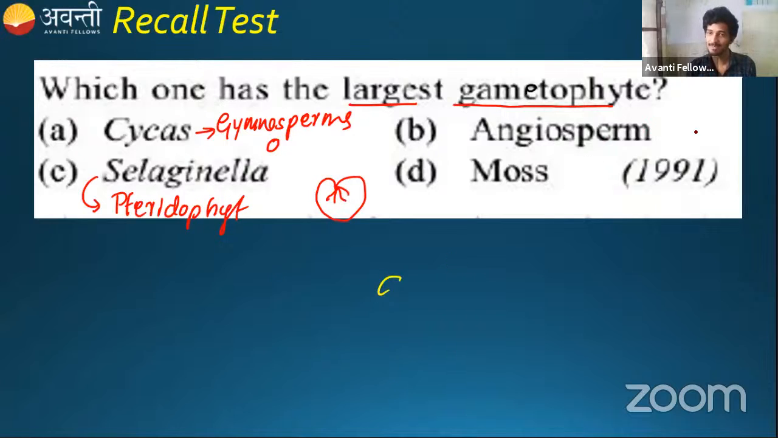And next one is angiosperm. Angiosperm is also the smallest one, right? It has only this much: an embryo sac with eight nuclei only. Sorry, eight cells only, right? Sorry, seven cells and eight nuclei only.